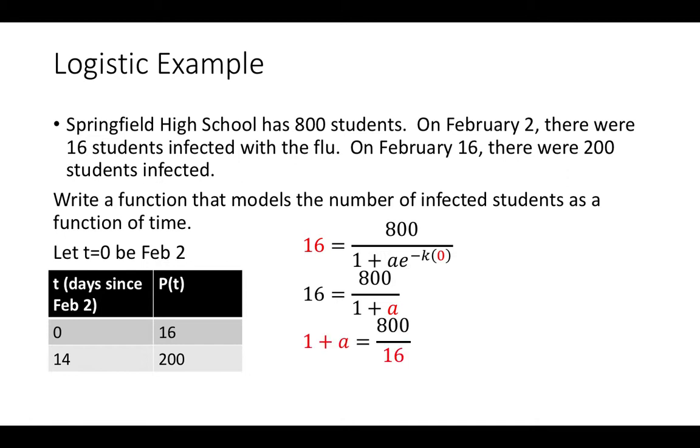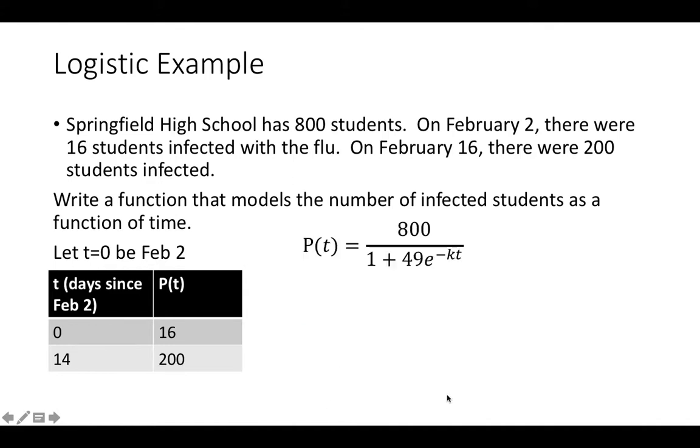Then, I guess we call it cross multiply. Multiply both sides by this denominator, and divide both sides by 16. This is what we get. To get a by itself, subtract 1 from both sides, and we get that a is equal to 49. So now we can update our function. P of t equals 800 over 1 plus 49 e to the negative kt.